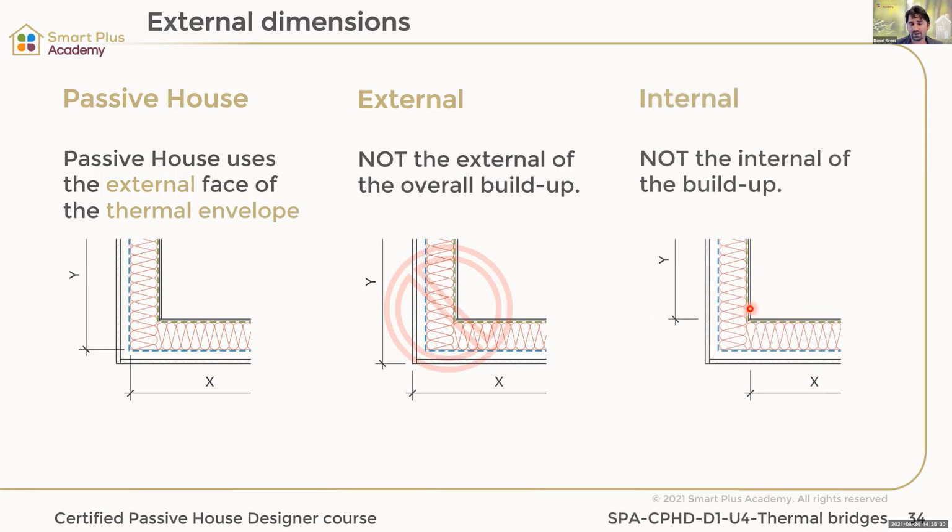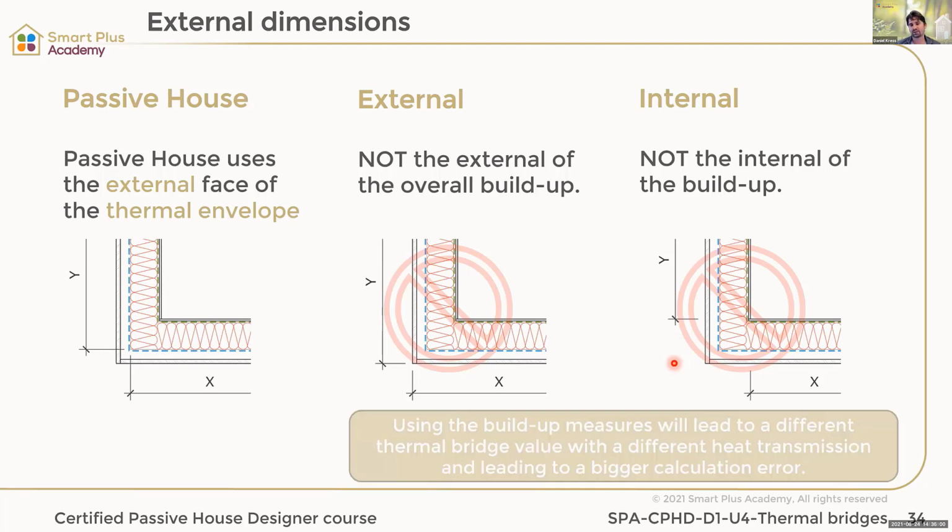So be careful, if you're using Flixo or similar and you're doing the thermal bridge analysis yourself, be careful where it is measured and whether it's set for external dimension or internal dimension. It's one of the typical mistakes people make in the thermal bridge analysis. Then the values flip around and we get wrong results. It could actually be that the house is performing worse than we calculated. Using build-up measured will lead to a different thermal bridge value with a different heat transmission, leading to a bigger calculation error. So we don't want that.